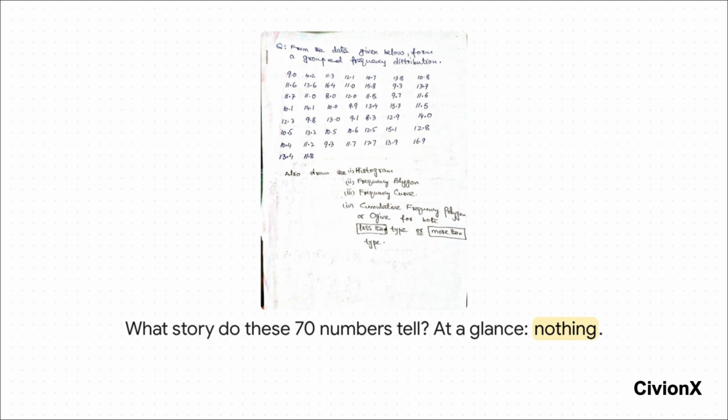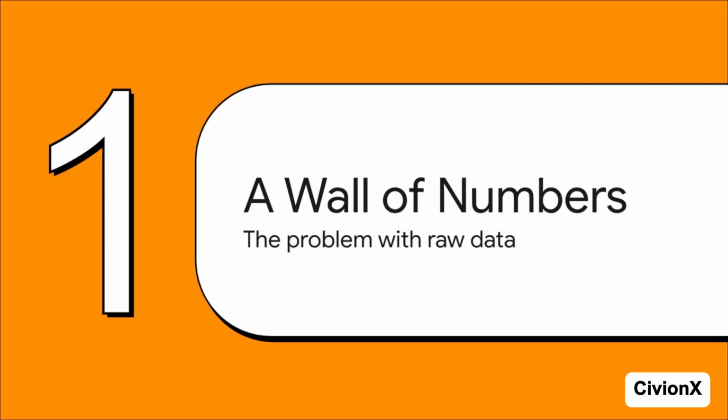This is a classic case of information overload. And that is the core problem we're tackling. When data is just thrown at you like this, it's not just unhelpful, it's a barrier. It's basically a wall of numbers that's hiding the very insights we're looking for. So our mission today is to break down that wall.